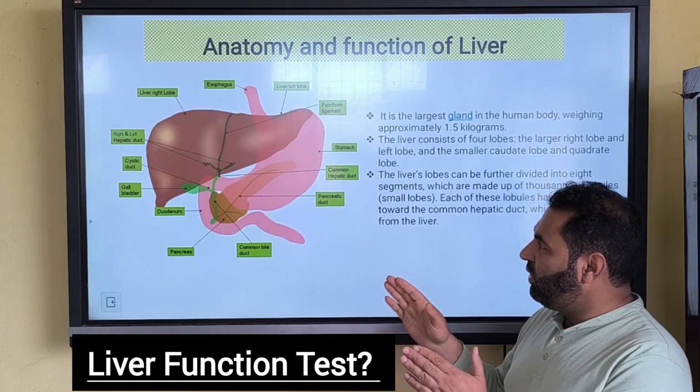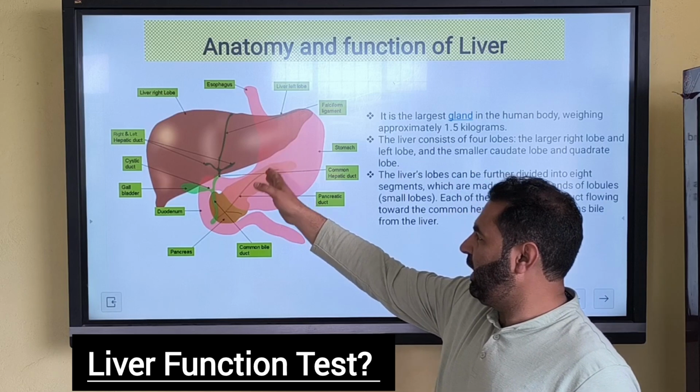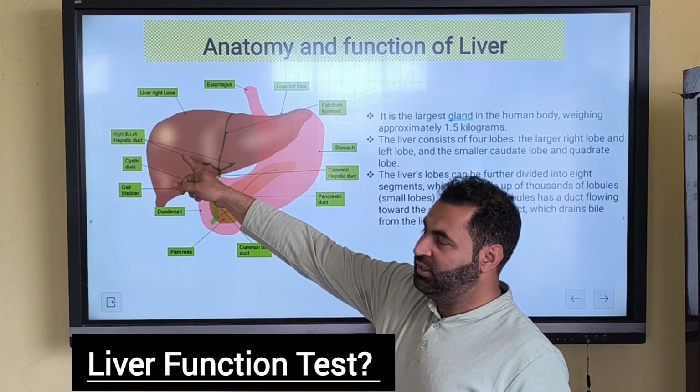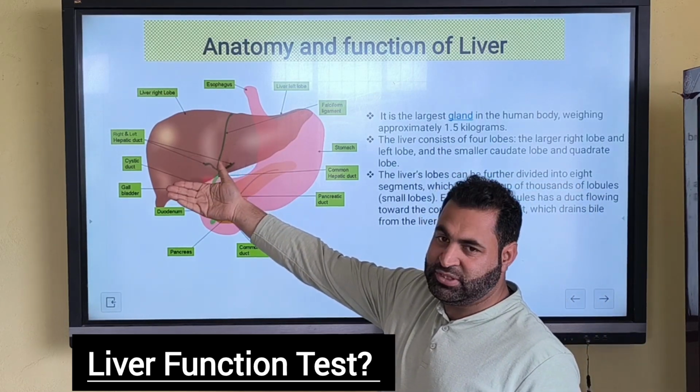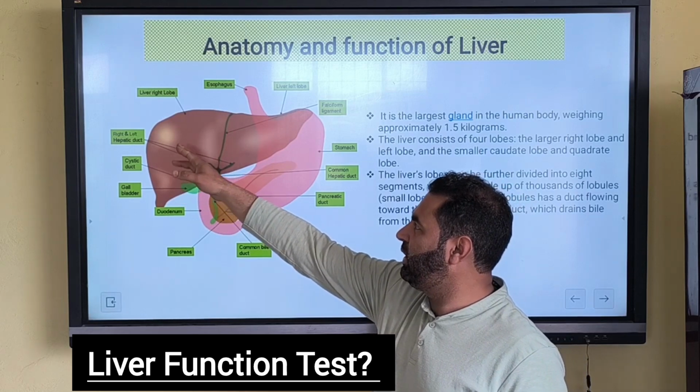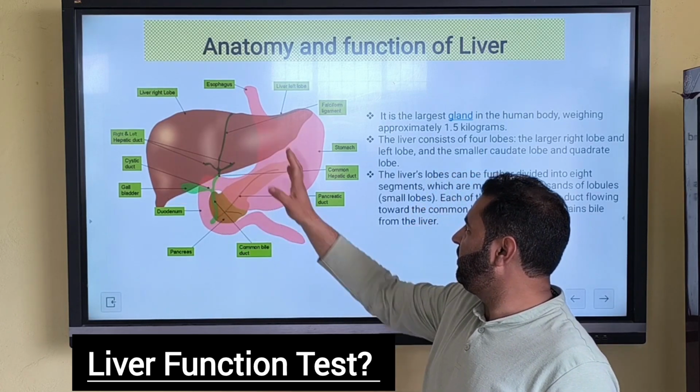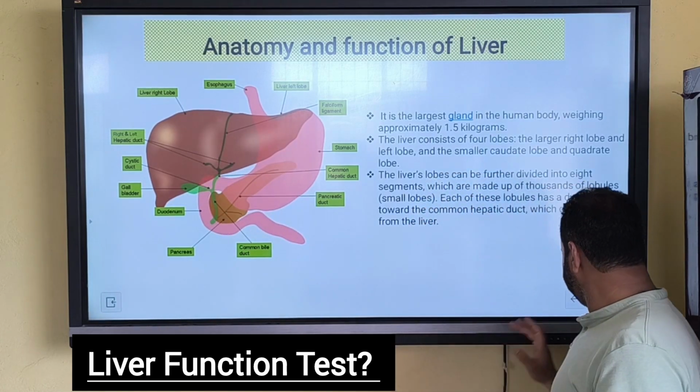So we have a right lobe and left lobe. This side is the right side of the person. Suppose it is the person, so this will be the right side and this will be the left side.